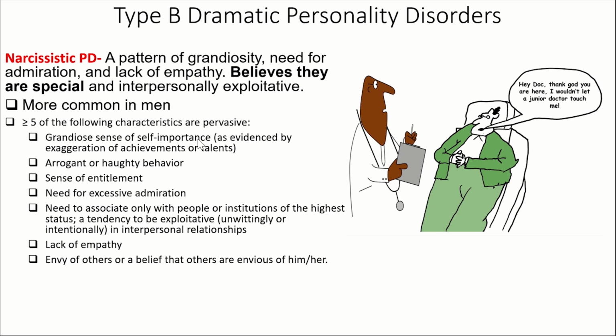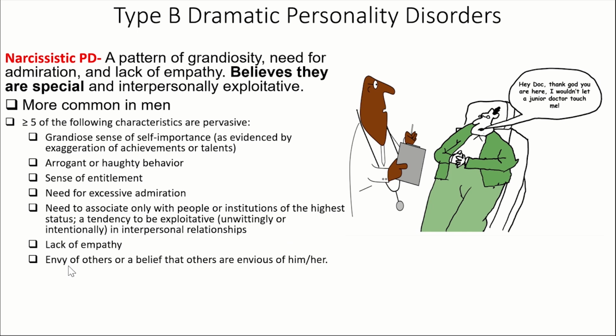A grandiose sense of self-importance. Again, we gave you that example of snubbing their nose at things that the common folk use. They have arrogant behavior, which is very similar to snubbing your nose, so to speak. They have a sense of entitlement. They have a need for excessive admiration. They have, and this is what's probably going to be very, very clear on the MCAT, a need to associate only with people or institutions of the highest status, a tendency to be exploitative, unwittingly or intentionally, in interpersonal relationships. So, again, this guy is saying, "Oh, I wouldn't let a junior doctor touch me. Only the top senior doctors can heal me."